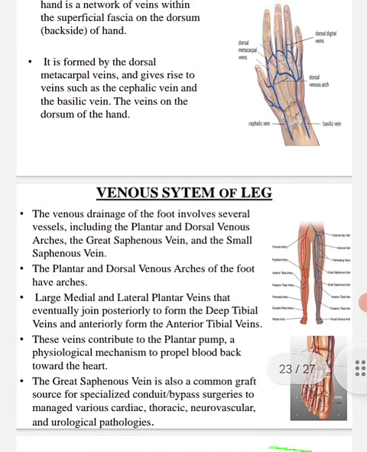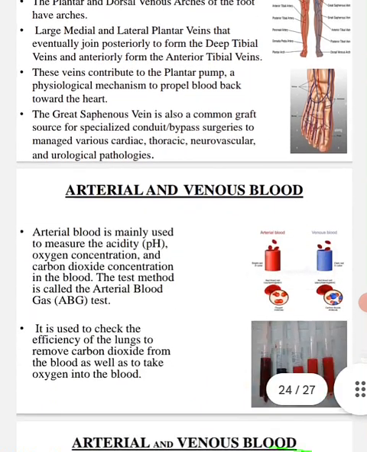The venous drainage of the foot involves several vessels, including the plantar and dorsal venous arches, the great saphenous vein, and the small saphenous vein. The large medial and lateral plantar veins eventually join posteriorly to form the deep tibial veins and anteriorly form the anterior tibial vein. These veins contribute to the plantar pump, a physiological mechanism to propel the blood back towards the heart. The great saphenous vein is also a common graft source for bypass surgeries to manage various cardiac, thoracic, neurovascular, and urological pathologies.